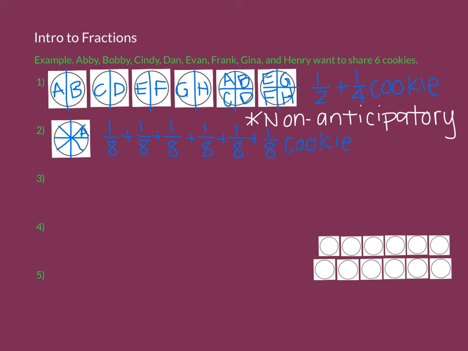The third strategy is so similar to this that I'm going to go ahead and not even necessarily draw a picture because their picture would be the exact same. The difference, though, is going to be that instead of seeing it as 1/8 plus 1/8 plus 1/8 plus 1/8, they may actually see it as 6 groups of 1/8 or 6 cookies of 1/8.